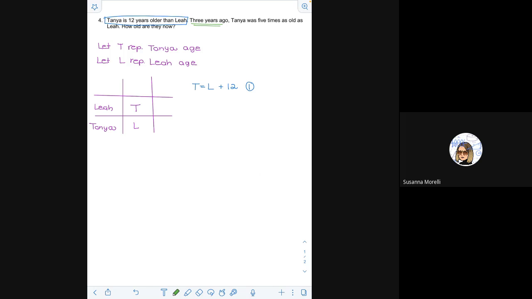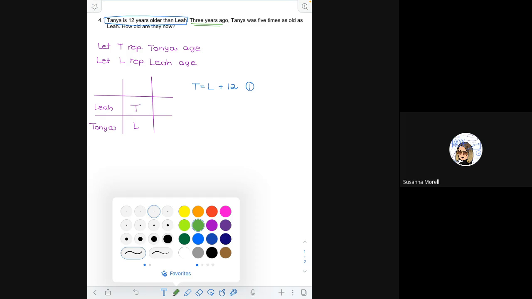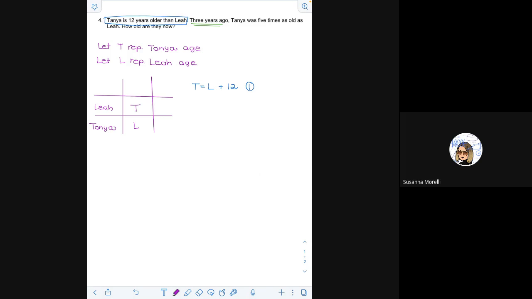Okay. So to make things simple, we're going to let T represent Tanya's age 3 years ago. That way we don't have to adjust at the beginning. We can adjust later. It makes our math a little bit easier. So let T represent Tanya's age 3 years ago, and let L represent Leah's age 3 years ago. Just makes our math a little bit easier to do it this way. In class, we looked at it making it now. So you have an example like that already in your notes or in classroom that you can refer to. So we're going to just approach this one a different way now.